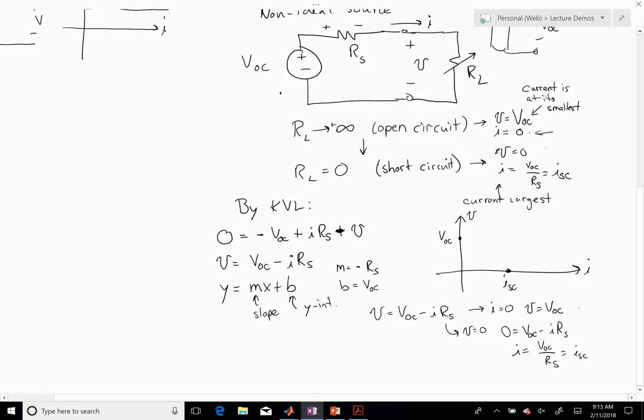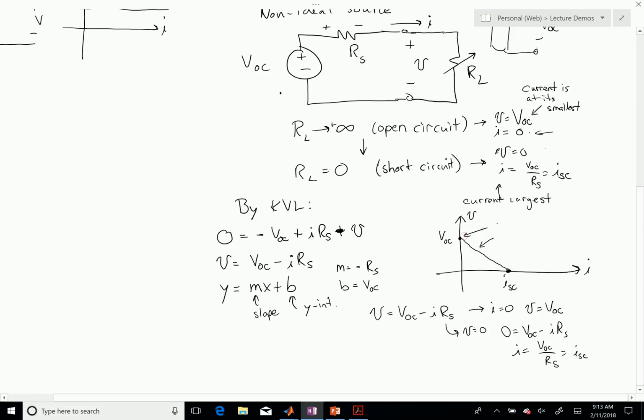So what I know now is that this VI characteristic is a line that starts at the y-intercept and decreases to the short circuit current like that. And the only possible set of voltages and currents, no matter what resistance I put onto this thing, that can come out of this network are on this line.